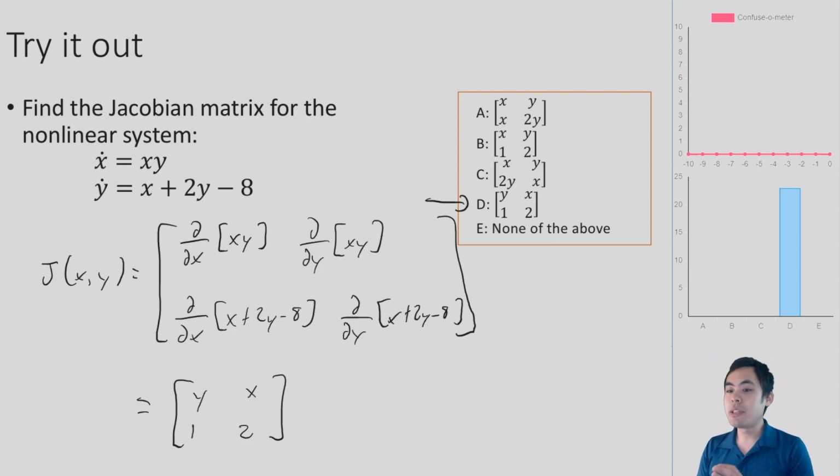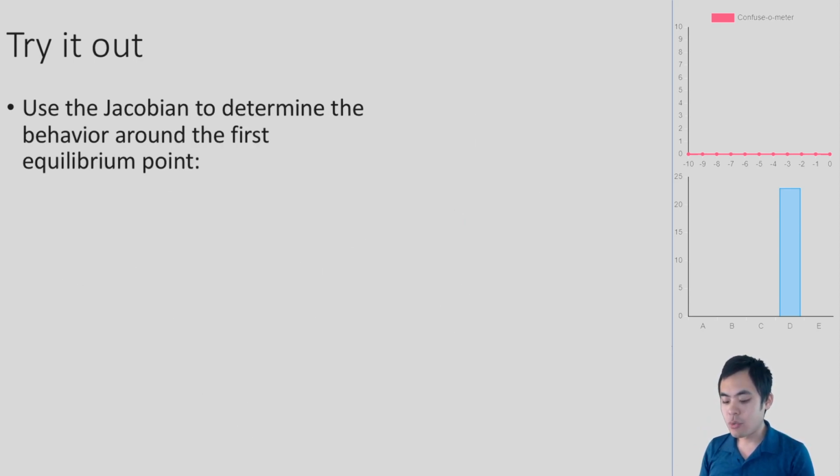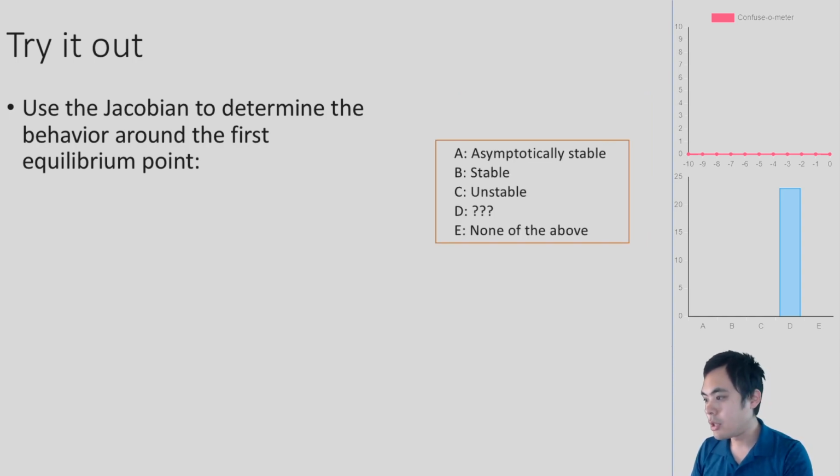Okay, so now what we've done is we've almost turned this into a linear system. For any point in the xy plane, if you plug that into the Jacobian, you'll know what the linear approximation around that point is. Now, of course, we mostly care about this for the equilibrium points. So let's use the Jacobian to determine the behavior around the first equilibrium point. So the questions are, is it asymptotically stable, stable, or unstable? And in a moment, I'll ask you to classify it, of course.